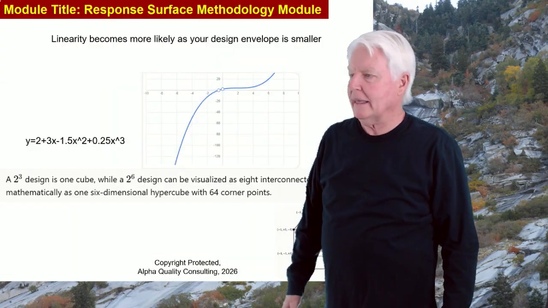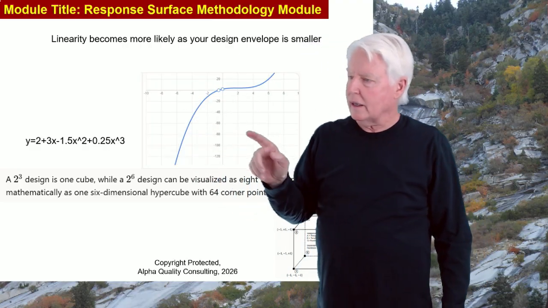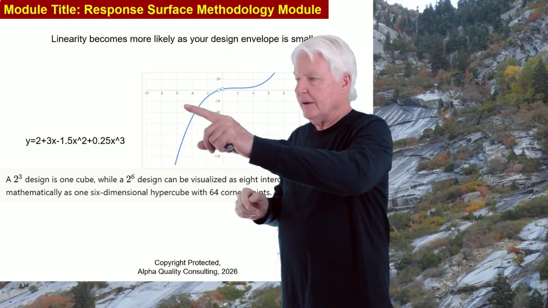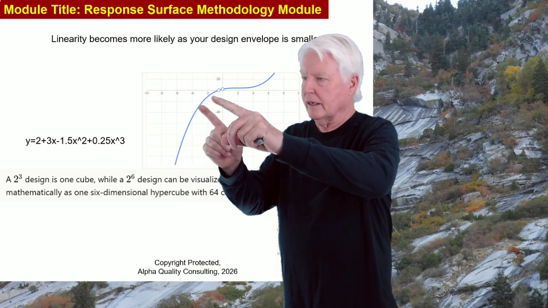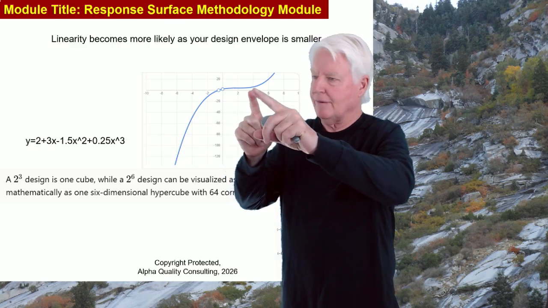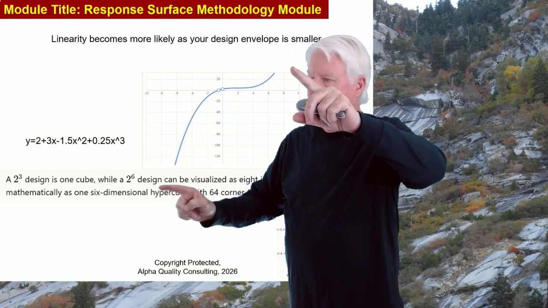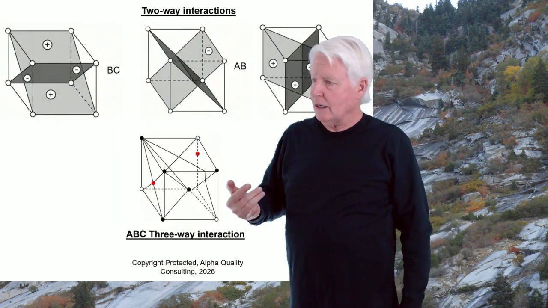And the way I explain that is with this polynomial. You may think, oh, this is not linear. Well, it is if you break it up. If you go from here to here, it's pretty linear. If you go from here to here, it's pretty linear. If you go from here to here, it's linear. You see what I'm saying? If you break it apart, it's linear, but if you make it too big, it won't be linear. And that's the problem you have in these DOEs.